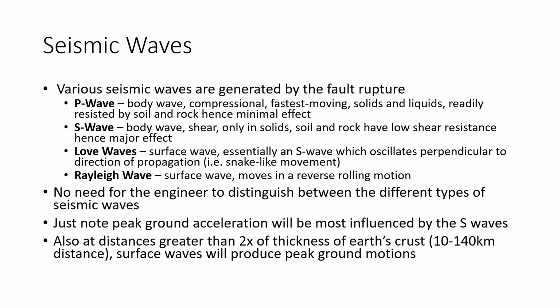Now let's talk about seismic waves. Now, in the event of an earthquake, or the fault rupture that generated the earthquake, there are various seismic waves that are generated. First is the P wave, which is a body wave. Okay, a P wave is compressional, and this is the fastest moving wave.